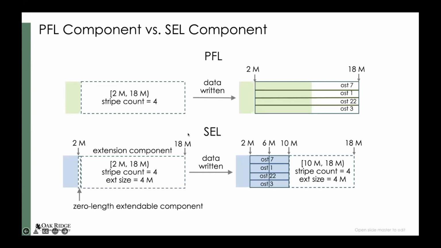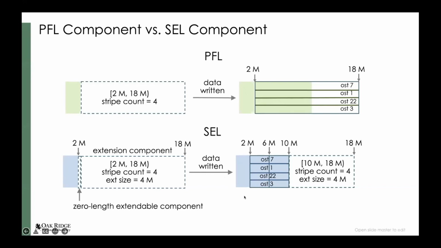With self-extending layouts, things operate a bit differently. That one component actually gets split. It starts out as, you think of it as a 0-length extendable component. And the rest of it is called the extension component. And it covers the 2 megs to 18 megs, and it contains the stripe count of 4. It also contains an extension size, which tells it how much to incrementally extend the extendable component.